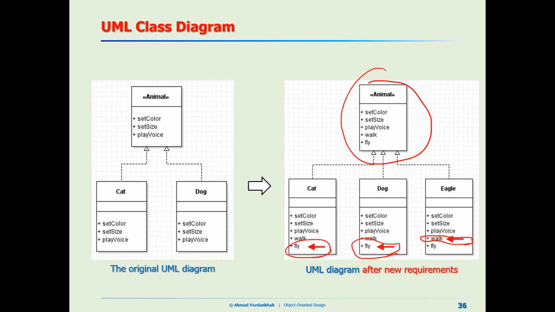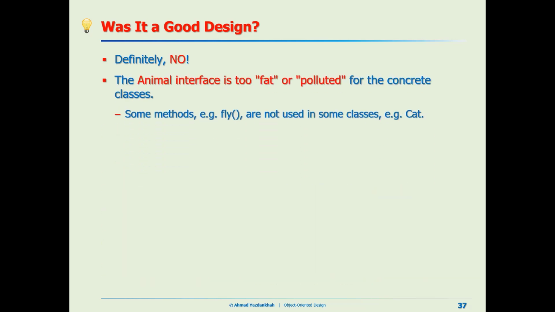Okay, so now let me ask you this question. Is this a good design? Just pause the video and try to answer this. Definitely you would say no, it is not, because we have some extra things. Our interface is too fat. It is polluted with unnecessary methods for some animals, which does not make sense. For example, fly for the cat doesn't make sense, or walk for the eagle doesn't make sense.